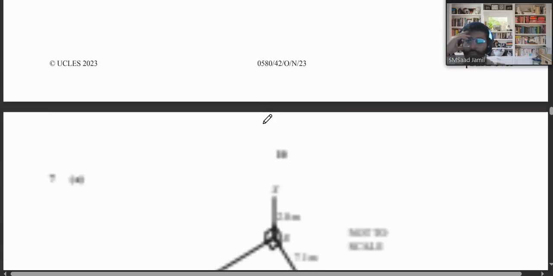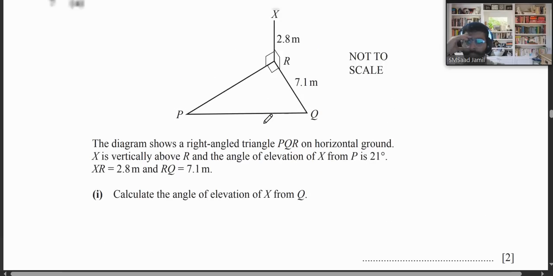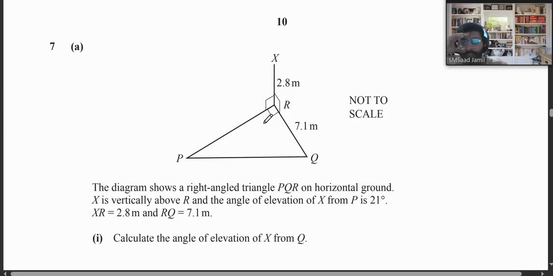Now let's move on to the next question. The diagram shows a right angled triangle PQR on horizontal ground, okay. X is vertically above R, okay, and the angle of elevation of X from P is 21 degrees, XR is 2.8. Calculate the angle of elevation of X from Q.